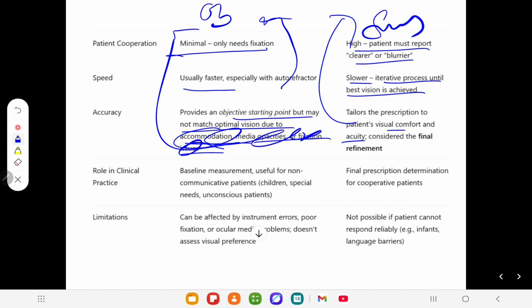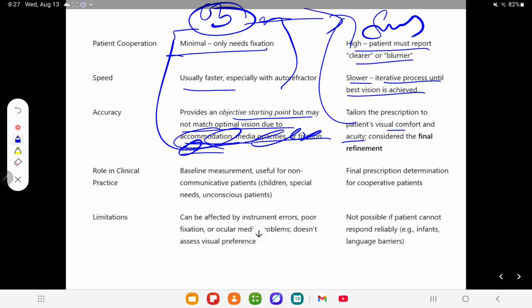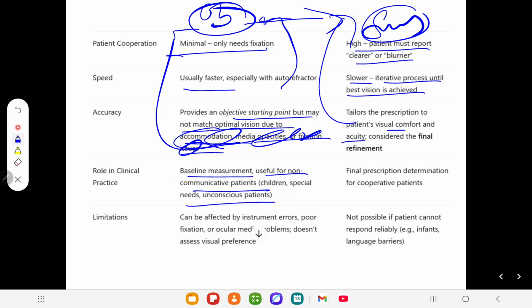Just remember one thing: objective refraction is a good starting point of subjective refraction. Always remember this: objective refraction is a good, valid, and calculated starting point of subjective refraction. That's period. The role in clinical practice: baseline measurement, useful for non-communicative patients. If the patient is not communicating, for example the patient is 8 months old, in that case we can't do subjective refraction, isn't it? In that case, we have to rely on objective refraction. That's another use of objective refraction.